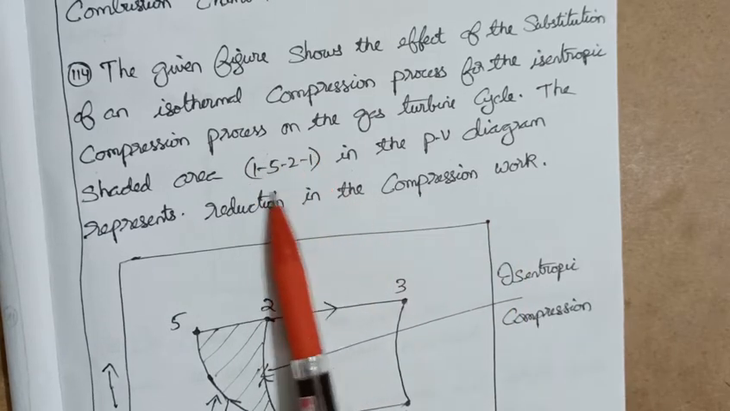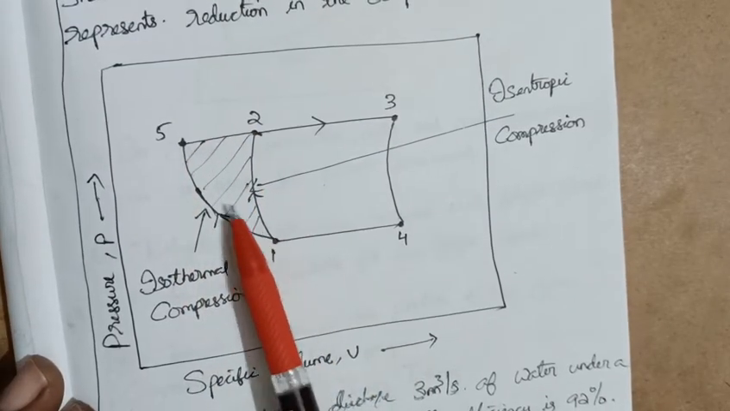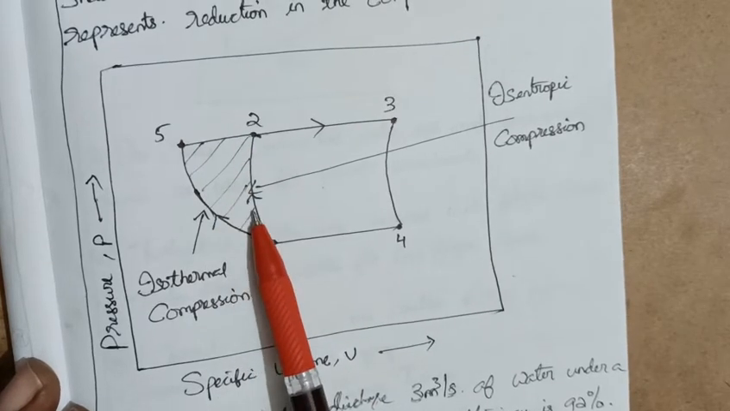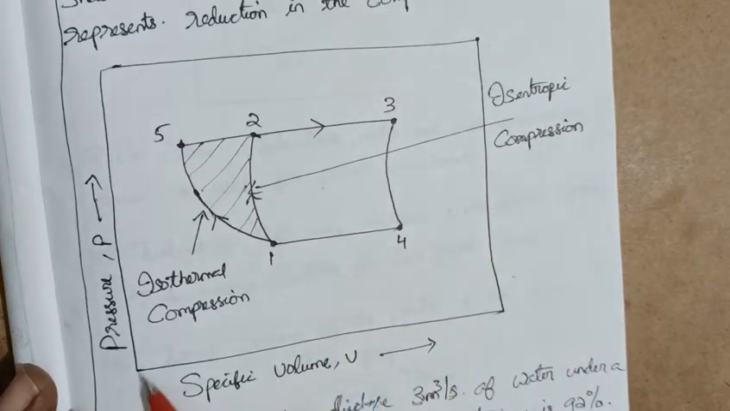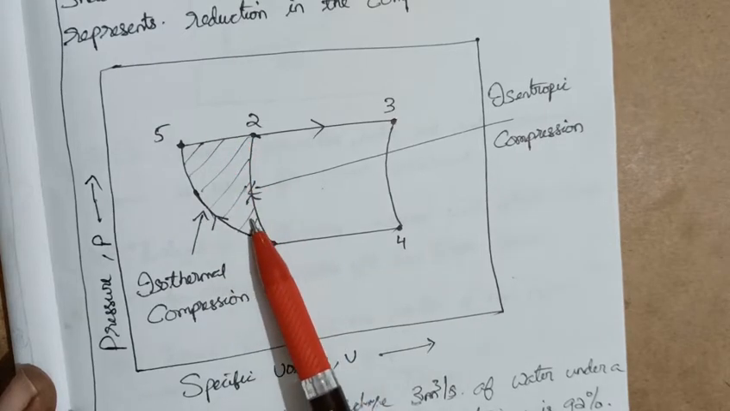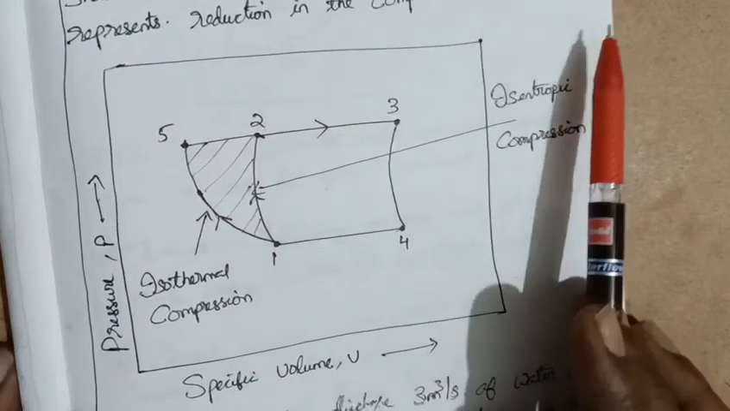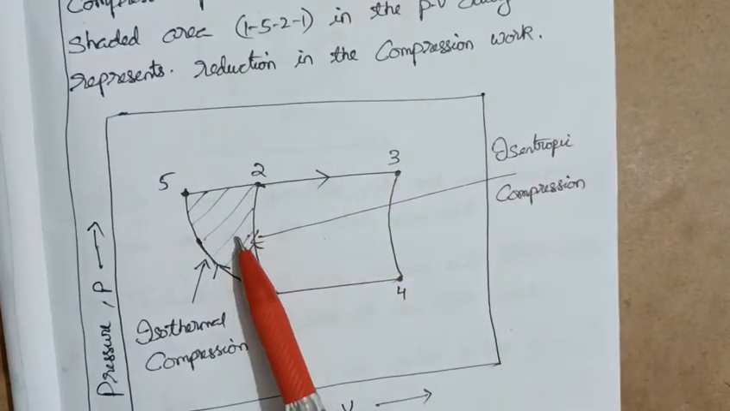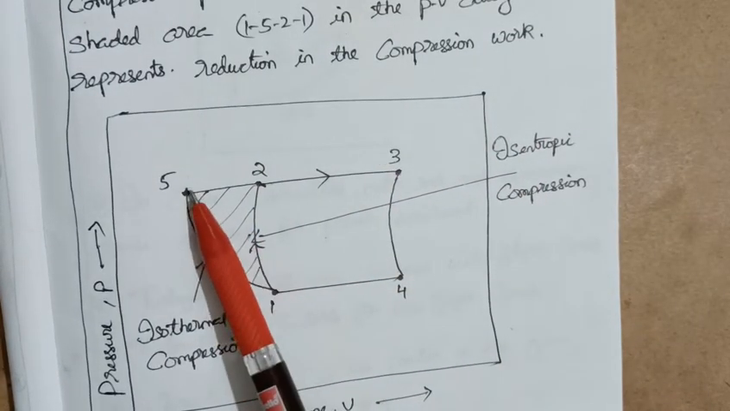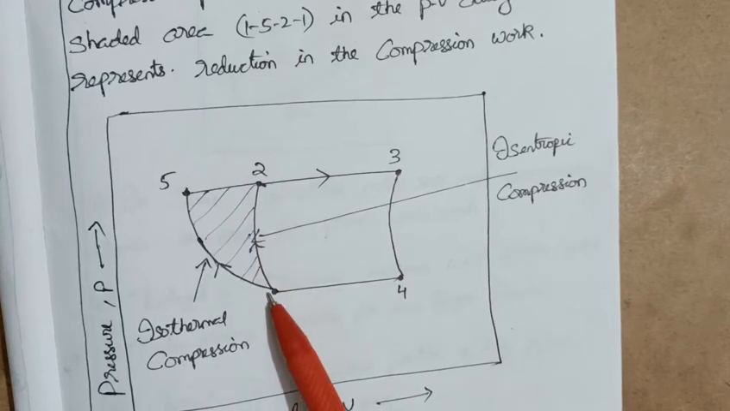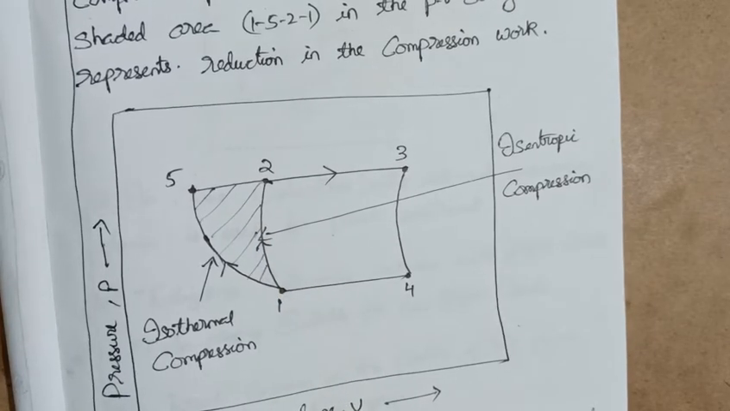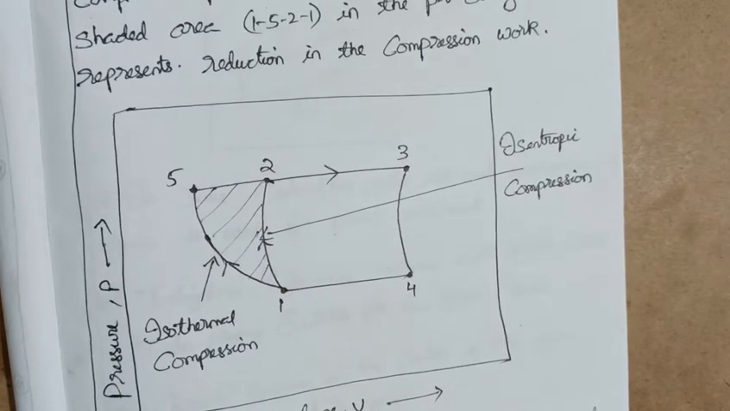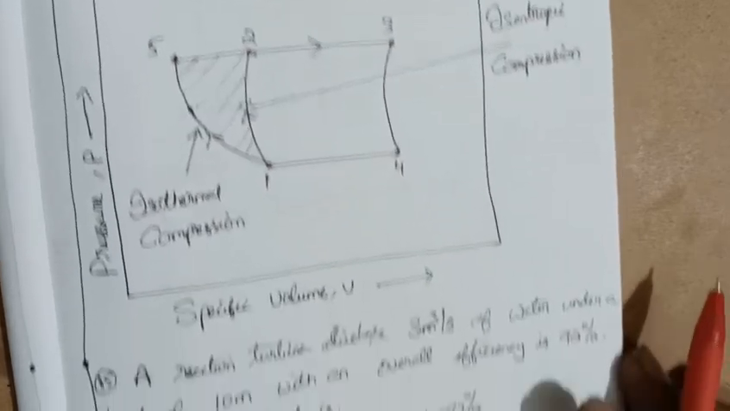So this is the shaded area. This is isothermal compression, this is isentropic compression. Here we can see this is the pressure, this is the specific volume. So this shaded area represents reduction in the compression work. Definitely these type of things you practice more, definitely you'll get in your examination.